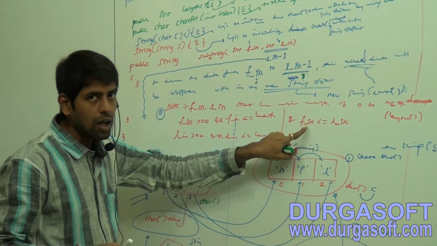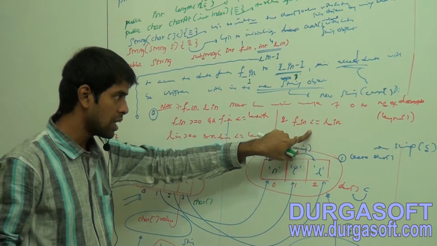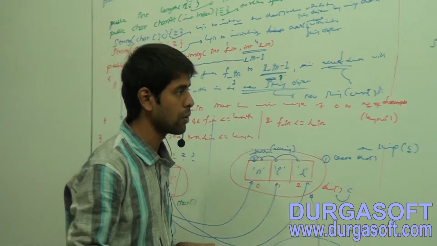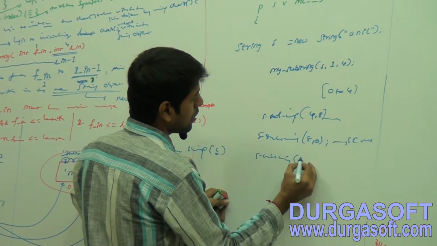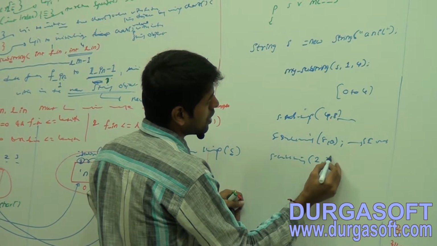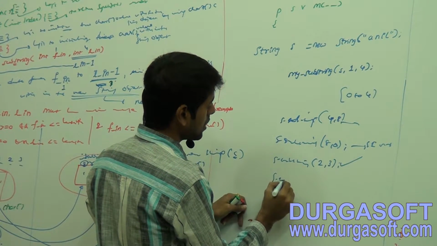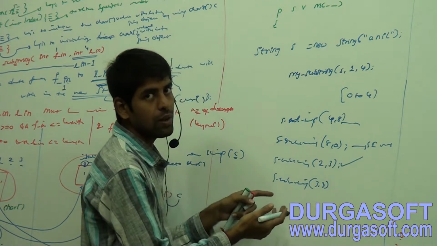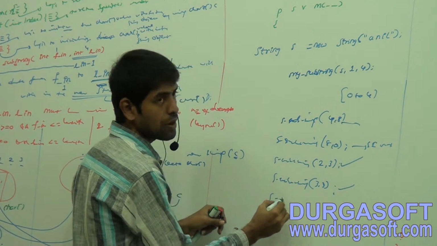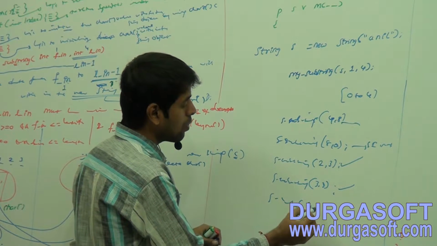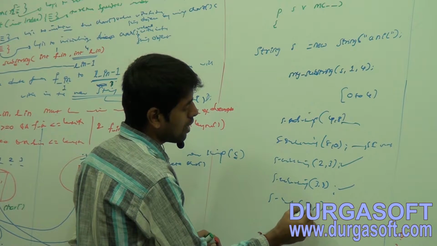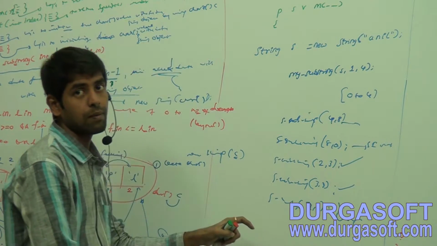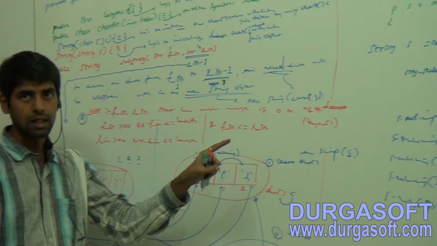S dot substring of, observe, the first argument value must be less than, or else it must be equal to, the last index value. If I use 2 comma 3, yes, it is valid. If I use s dot substring of 3 comma 3, both are equal, so it is valid. If I use s dot substring of 4 comma 1 or 3 comma 1, invalid, string index out of bounds exception. We have discussed that also.